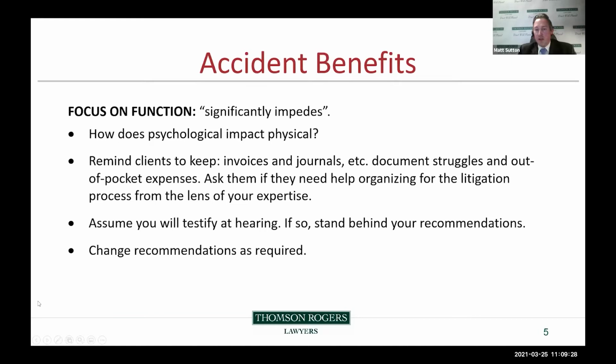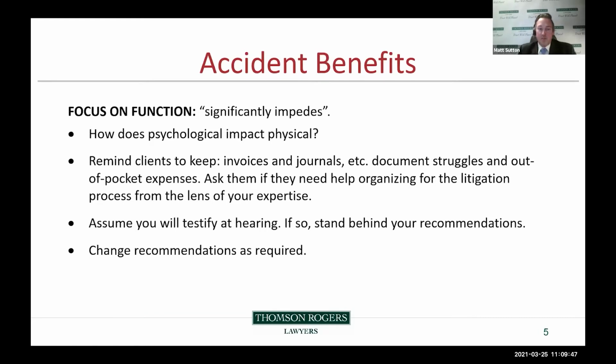Function is key. Function changes everything because that's how the client's lives change. They have their life before the accident or injury, they have their life after the accident or injury. And that's how we prove to the adjusters that life has changed and they need treatment and services.